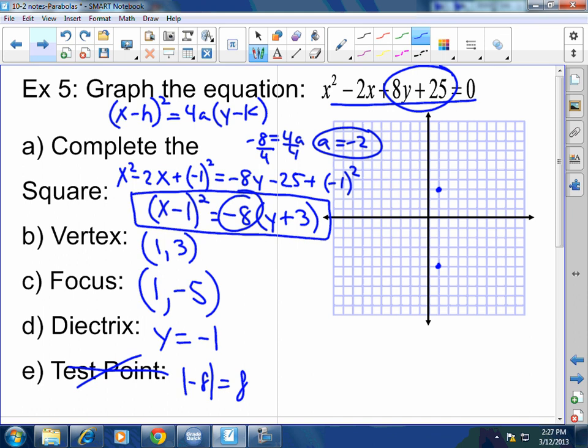My directrix is y equals negative. Wait, something's wrong here. I'm sorry. My vertex is (1, negative 3). Pay attention. Sorry about that. My directrix is y equals negative 1. My focal length is 8, so from the focus go 4 to the right, 1, 2, 3, 4. 4 to the left, 1, 2, 3, 4. And I have my parabola.